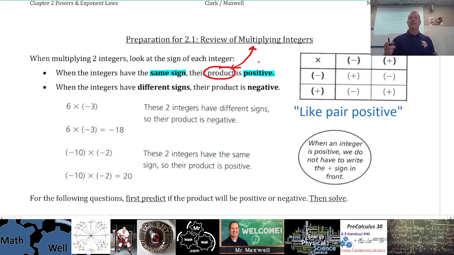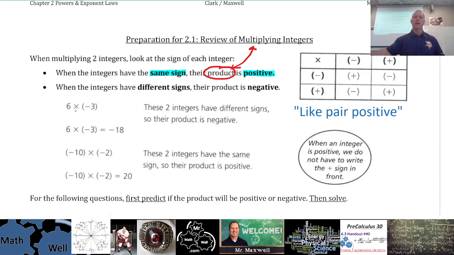So 6 times negative 3. Okay? That is multiplication because of this little times sign here, right? And the answer would be the product. So think about product as what you produce, right? It's something you produce. So a product in math specifically is what you produce when you multiply.